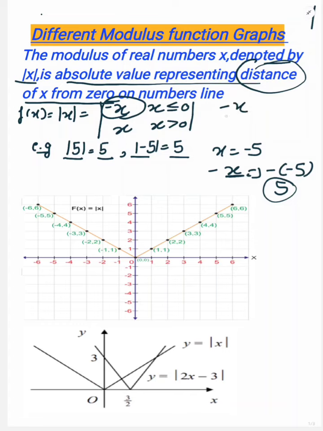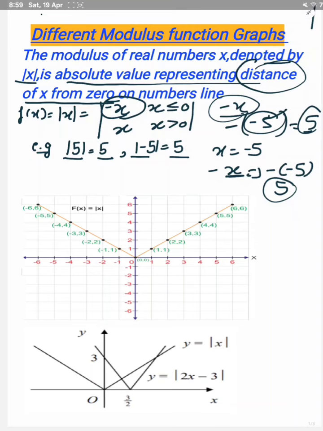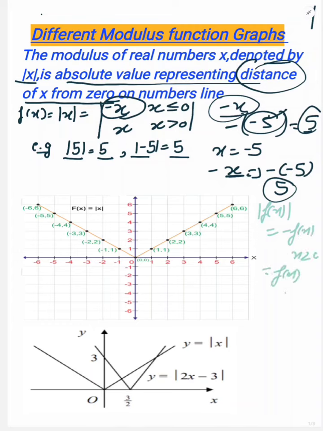Minus x doesn't mean that we have to write minus 5. It means the value of x is minus 5 and we are keeping one minus sign before it, so it makes a positive 5. We can also say that the mod of a function f(x) can be written as minus f(x) if x is less than 0, and it will be plus f(x) if x is greater than 0. If my value is negative, I can say minus of minus 2, so this negative sign will combine and make a positive number.